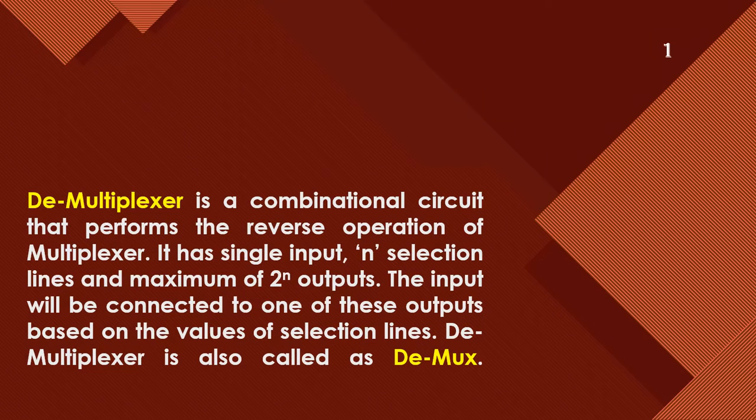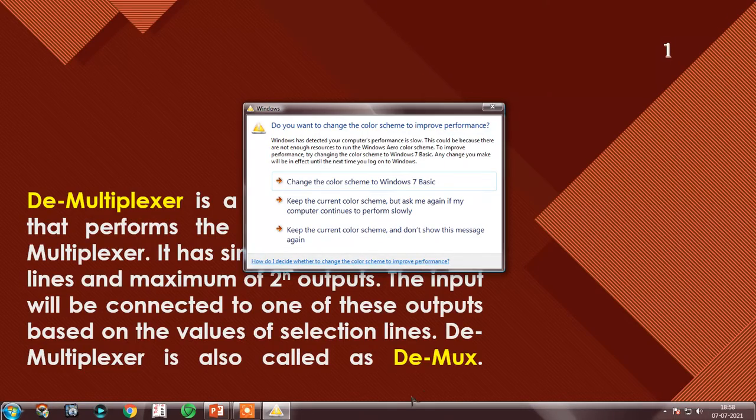Now it has a single input, so the input is only one. In the case of a multiplexer, you have many inputs and only one output, and over here you find that one single input gets in, with n selection lines and a maximum of 2 to the power n outputs. The input will be connected to one of these outputs based on the values of the selection lines, so selection is very important here. A demultiplexer is also called demux.